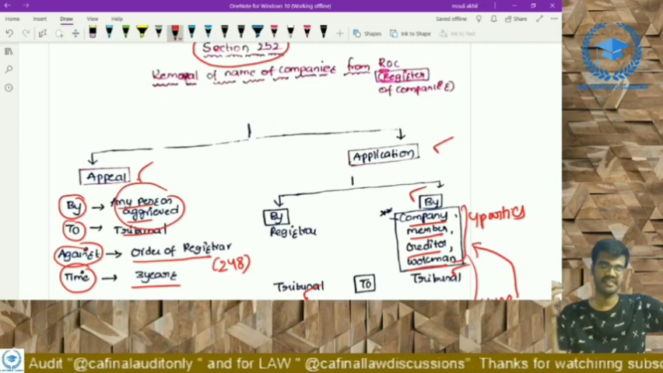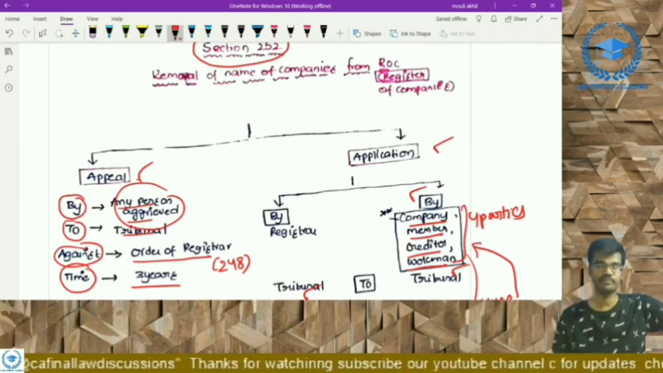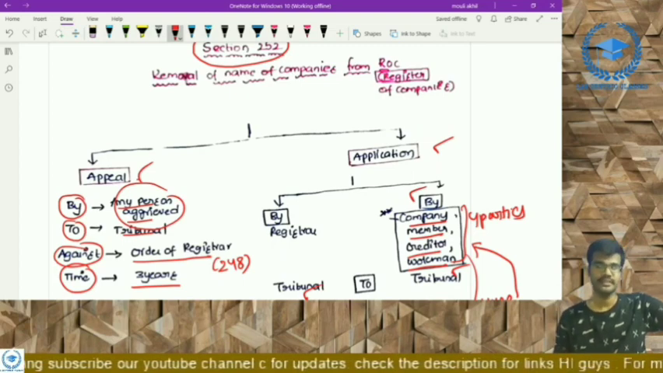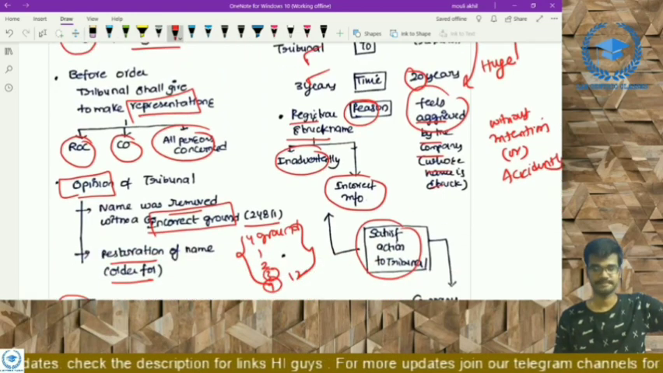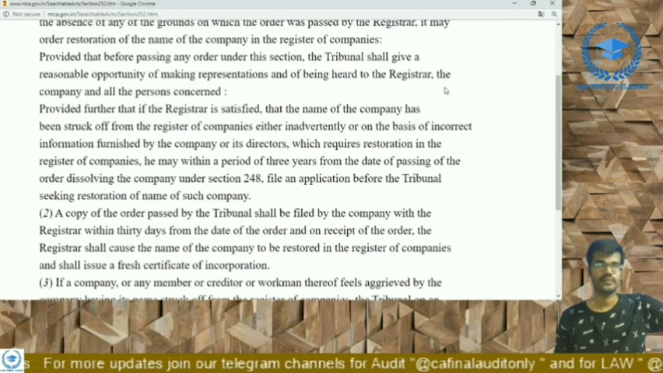Appeal by any person aggrieved 3 years, application by the registrar 3 years, application by the fourth party, that is the company, member, creditor, workman 20 years, right? I think everyone got clarity in the particular section. We'll just read the Bare Act. Right. What is the Bare Act?